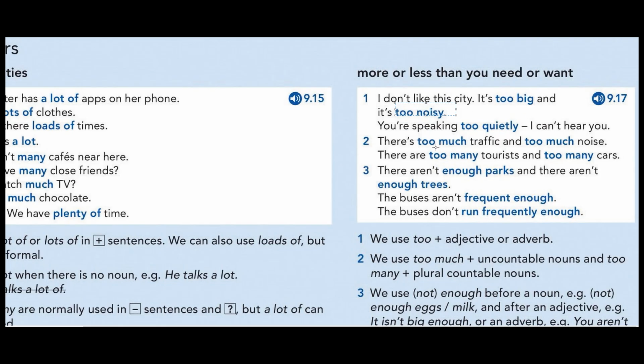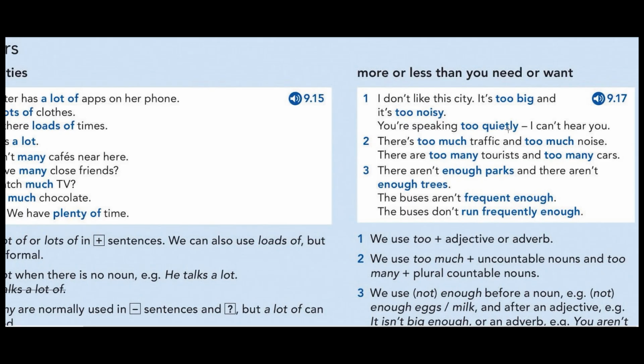То есть это у нас с прилагательными и наречиями идет. Дальше. Если нужно сказать слишком много чего-то, опять мы используем too much, too many. То есть, опять же, much у нас с неисчисляемым. Too much traffic, too much noise. Too many с исчисляемым. Too many tourists and too many cars.